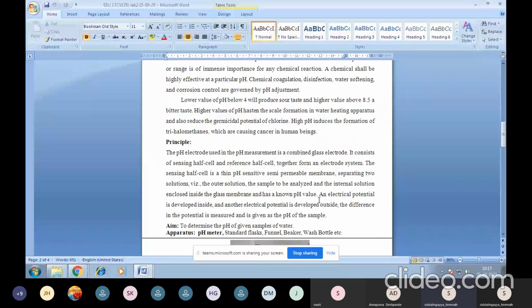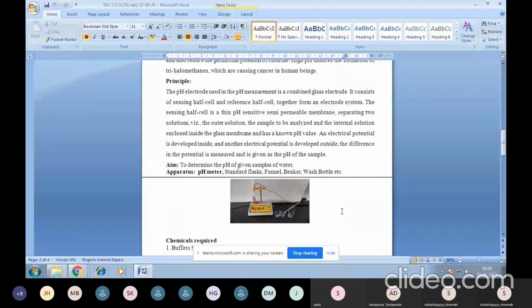The determination of pH is one of the objectives in biological treatment of water. In water treatment in these circumstances, usually a pH value should not be lower than 4. Higher pH values lessen the scale formation in water heating and increase the germicidal potential of chlorine. The pH meter consists of a combined sensing half cell and a reference half cell.